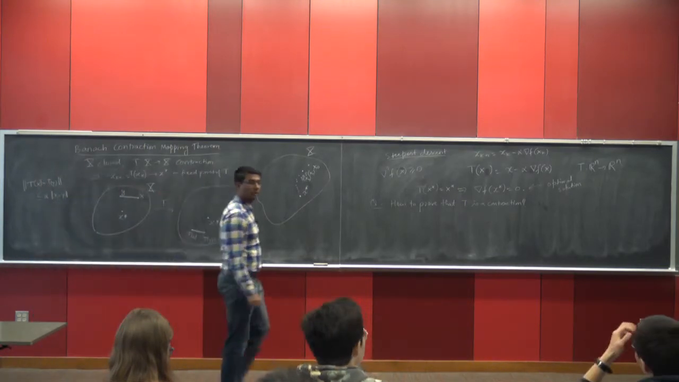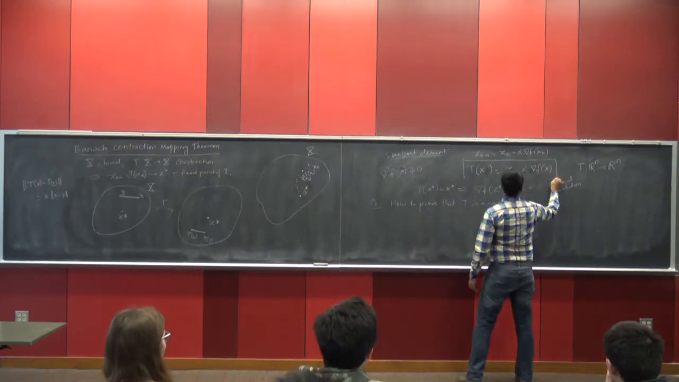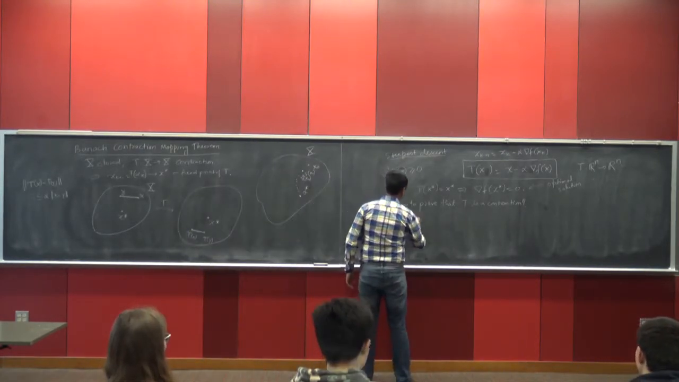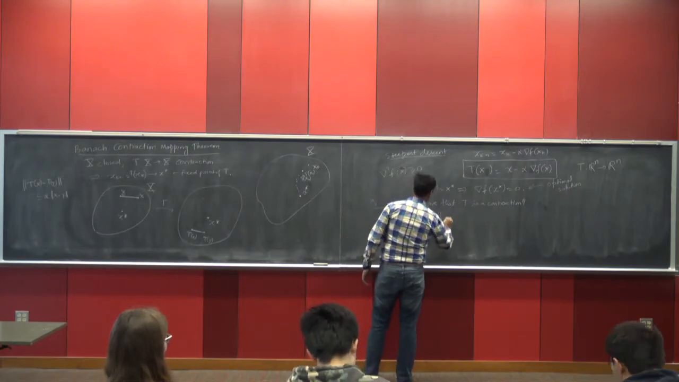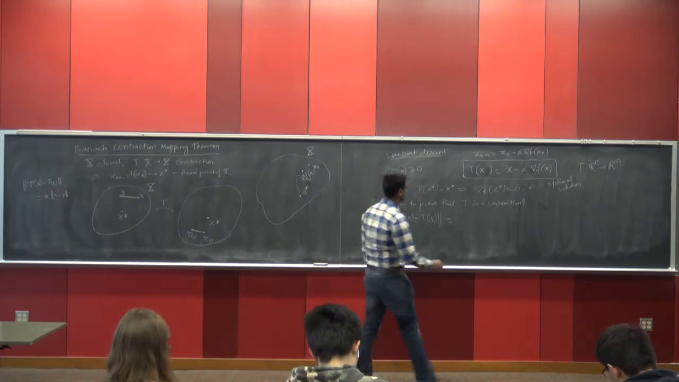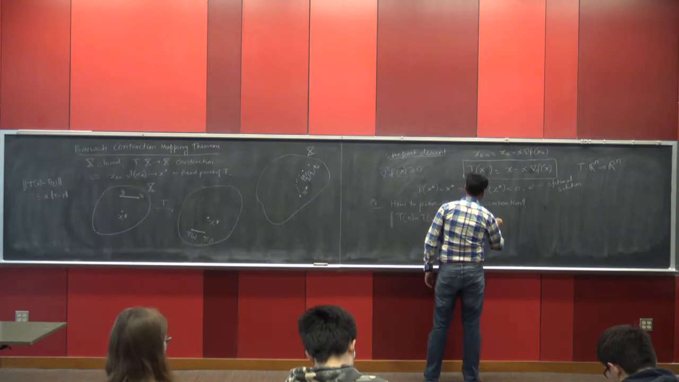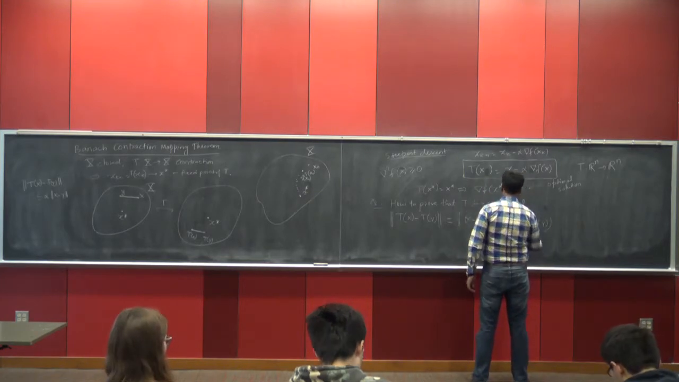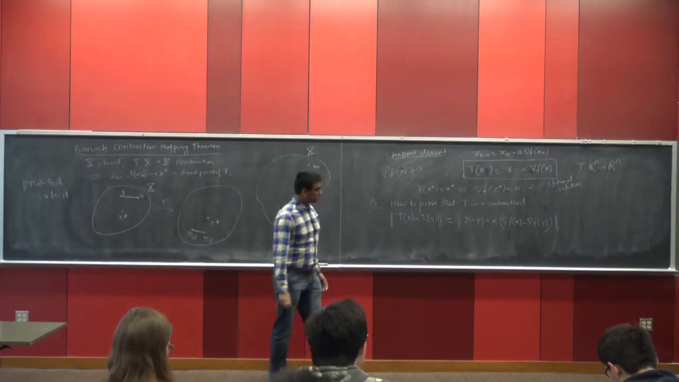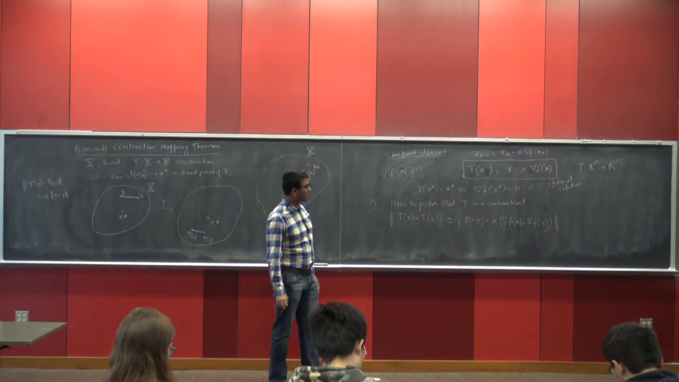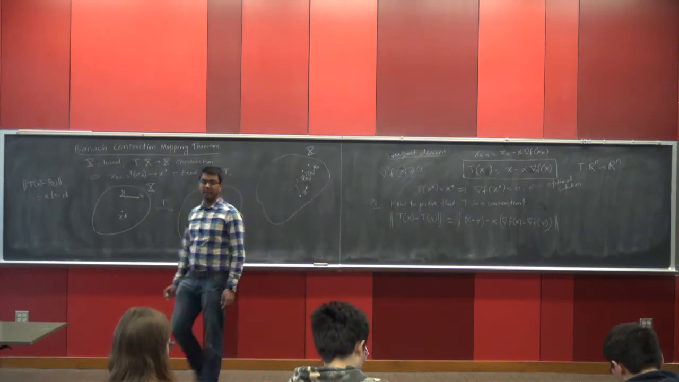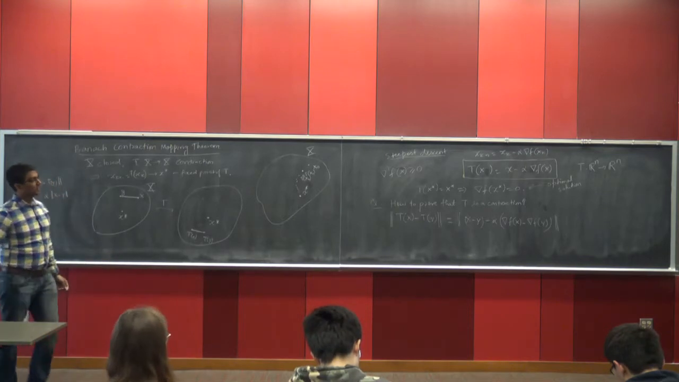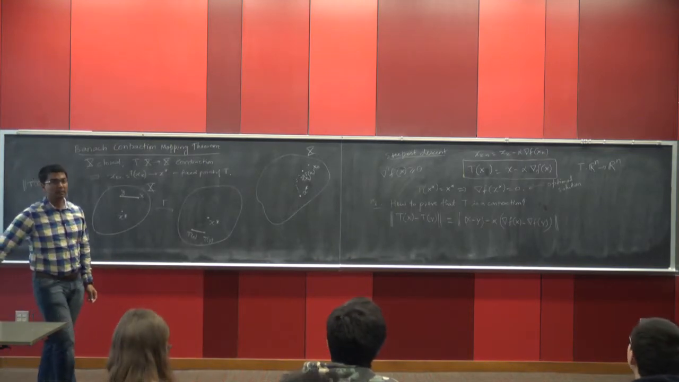Induction? Induction on what? T is a function. This is my function T. So let's take Tx minus Ty. What is this? x minus y minus alpha times the gradient of f at x minus the gradient of f at y. Can I simplify it further? How about we use the mean value theorem. Okay, we can use mean value theorem here.